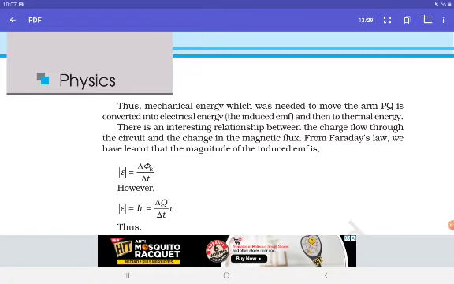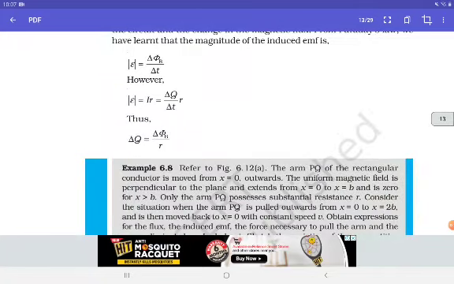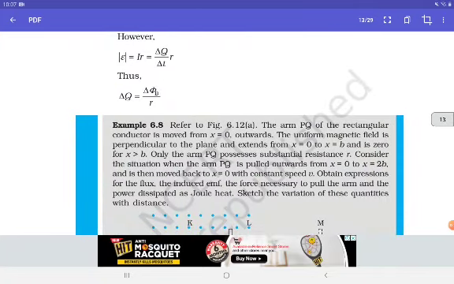energy. There is an interesting relationship between the charge flow through the circuit and the change in the magnetic flux. From Faraday's law, we have learned that the magnitude of the induced EMF is epsilon is equal to d phi B divided by delta t. However, epsilon is equal to IR is equal to delta q divided by delta t into R. Thus, delta q is equal to delta phi B divided by R.